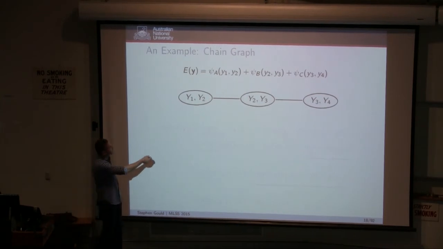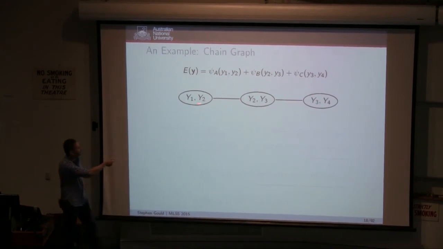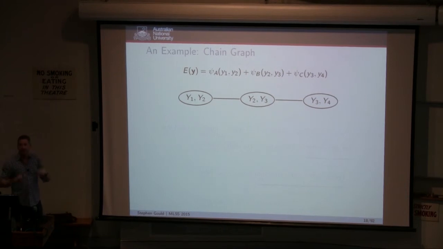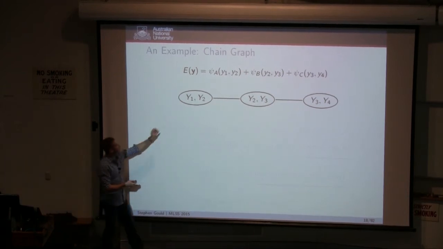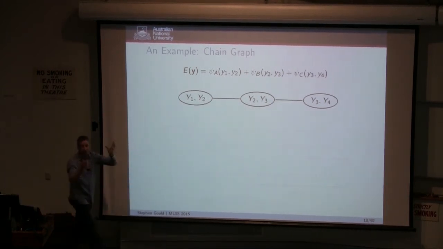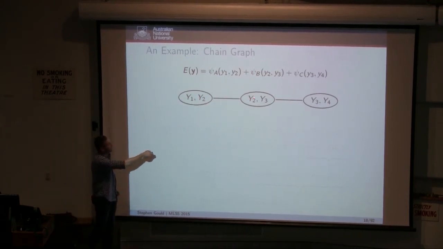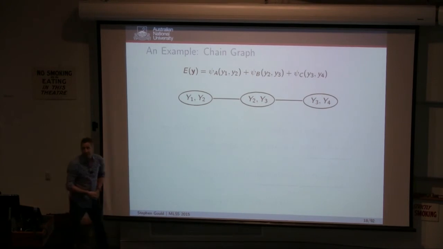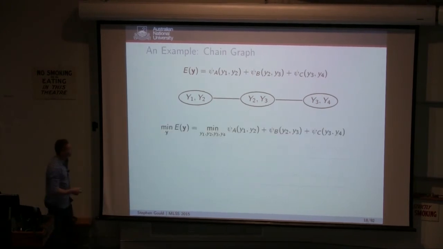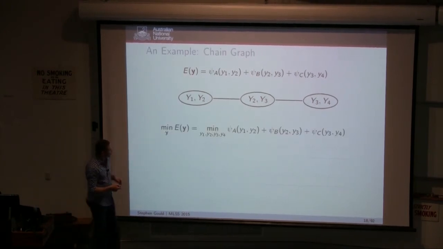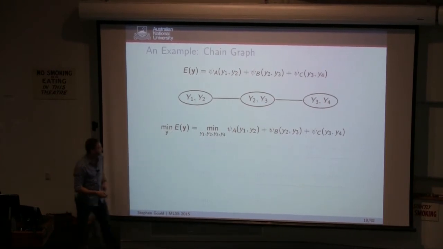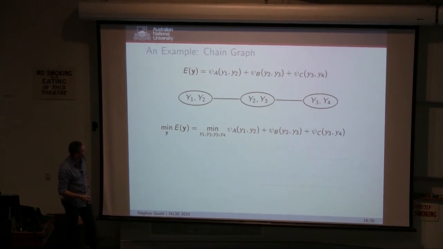And so what I'm going to do is represent that a little bit differently, where I'm going to group variable nodes together into cliques if those variables appear in the same factor. Okay, so I'll put y1 and y2 together, y2 and y3, and y3 and y4, and I put an edge between them because y2 appears in both of these cliques, and here y3 appears in both of these cliques. All right. So our inference procedure is to try and find the y with minimum energy, right?